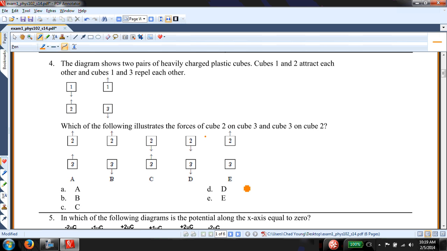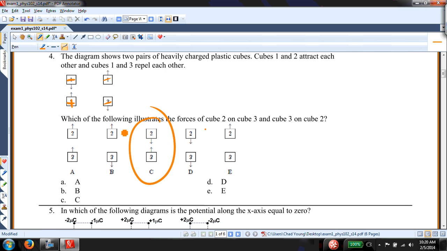This diagram shows two pairs of heavily charged plastic cubes. Cubes 1 and 2 attract, cubes 1 and 3 repel. Which of these illustrates the force of cube 2 on cube 3, and cube 3 on cube 2? So let's just imagine that this is a negative. That means that this has to be positive. And if this is negative, this also has to be negative. So we're looking at cubes 2 and 3. They're positive and negative, so that means they're oppositely charged, so they are going to attract to one another. So the answer for number 4 is C.